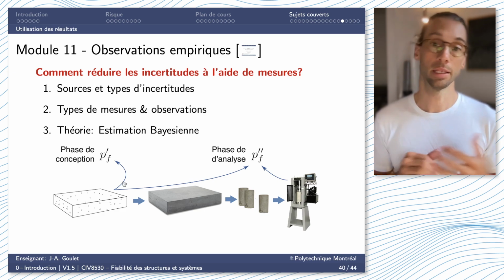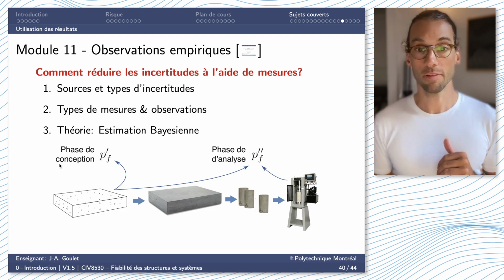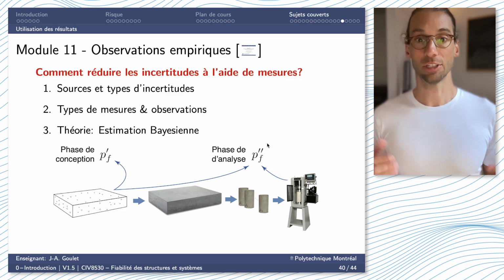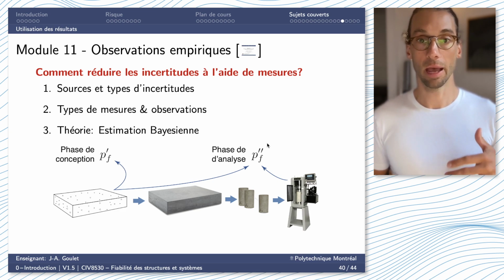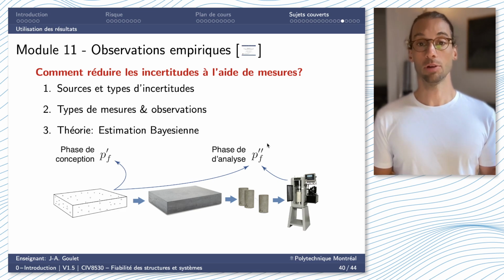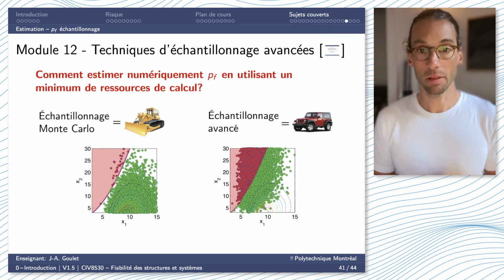And we're going to do this through Bayesian estimation theory. We're going to see that this process changes whether we're in the conception phase, so design phase, or analysis phase, because this modifies my access to information. This is associated with what we're going to cover later on, the nature of uncertainty, that is either aleatory or epistemic.